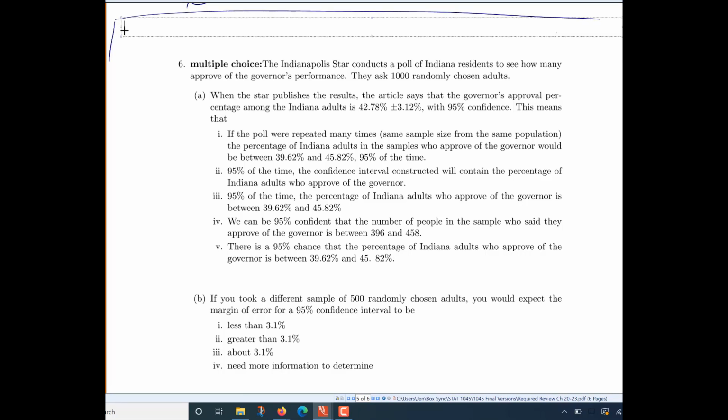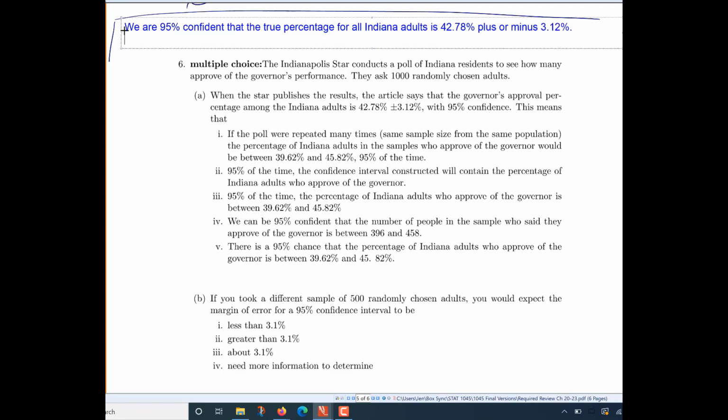So let's go up here and write our 2 possible interpretations. Anything else has to be wrong. So it would be, we are 95% confident that the true percentage for all Indiana adults is, I'm not quite sure how to write it, between 42.78% plus or minus 3.12%. Okay, that's the actual interpretation.